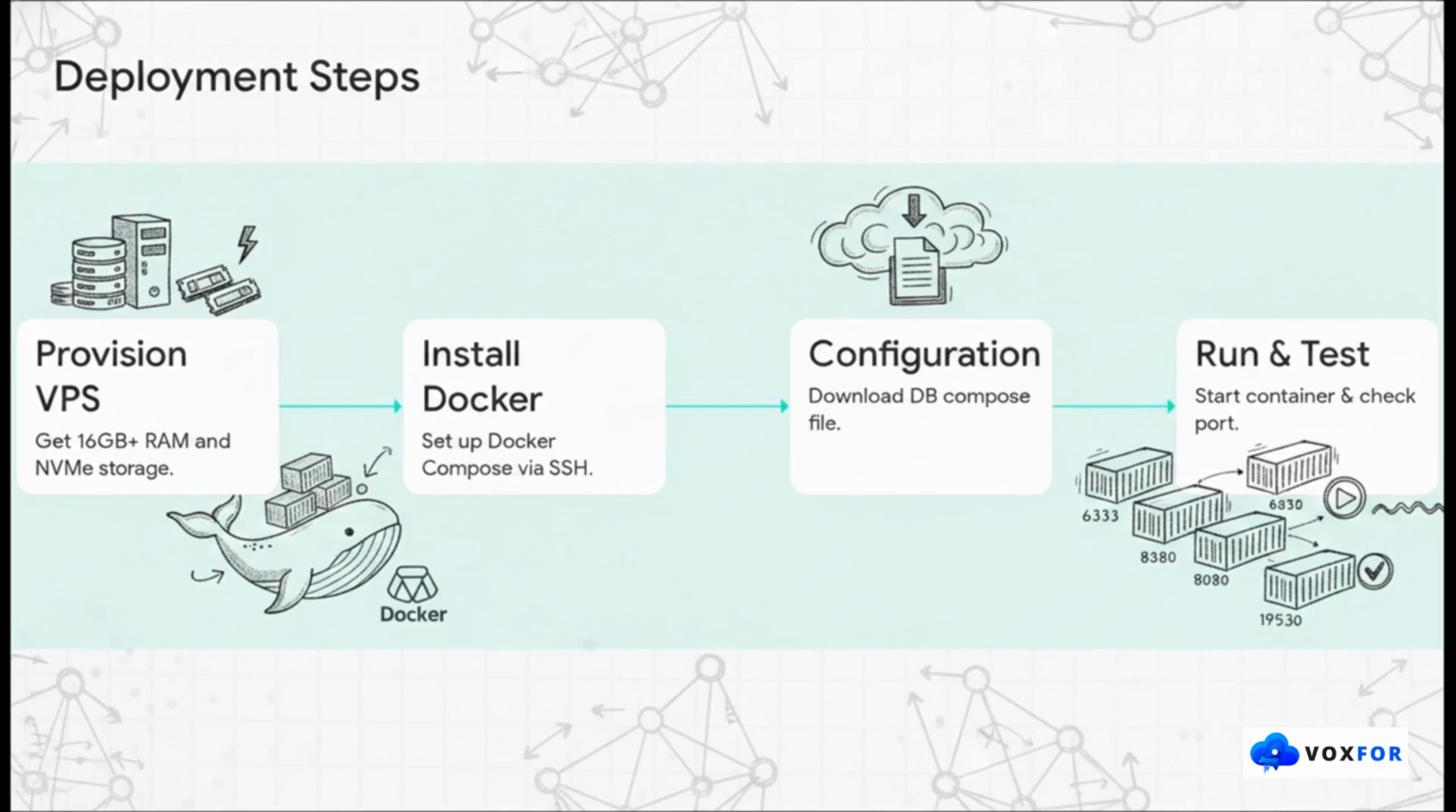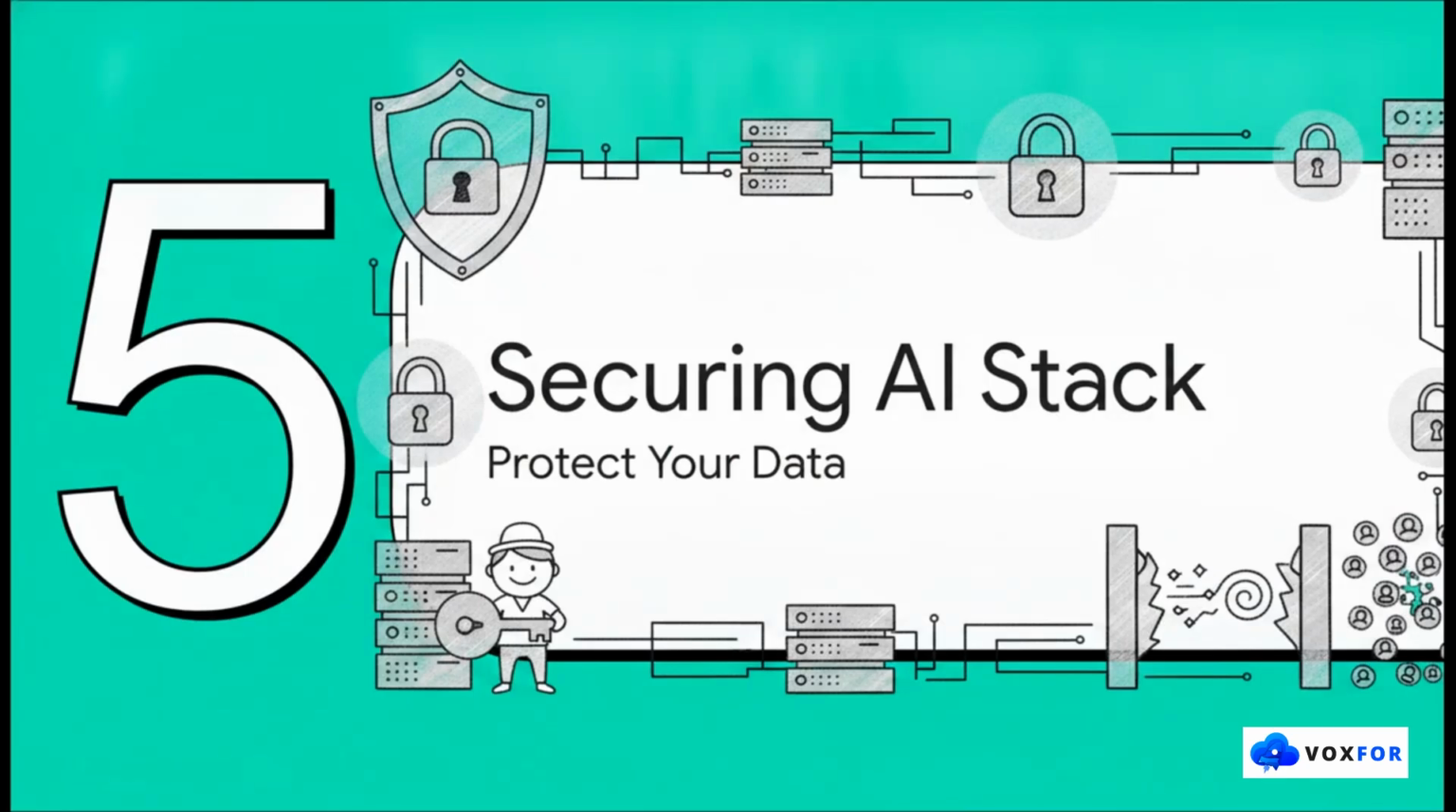We usually recommend at least 16 gigs of RAM and fast NVMe storage. Next, install Docker and Docker Compose. Then, just download the official config file for your chosen database. Finally, run the container. In a matter of minutes, you can go from a blank server to having Qdrant listening on port 6333, Weaviate on 8080, or Milvus on 19530. It is shockingly seamless.